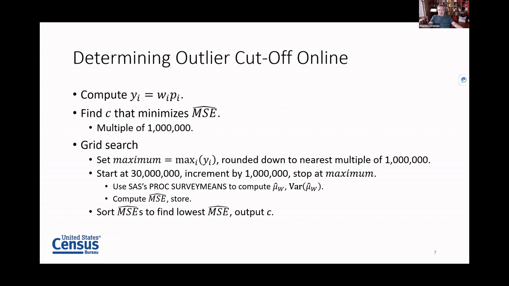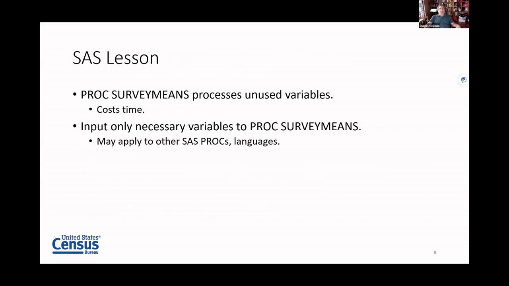And for each of these steps, we use SAS's PROC SURVEYMEANS to compute our Windsorized mean for cutoff C, and its variance. Since we have those two, we can compute our estimated MSE and store it. Then we sort the MSEs to find the lowest one and output the corresponding C. We're done there. Next slide, please.